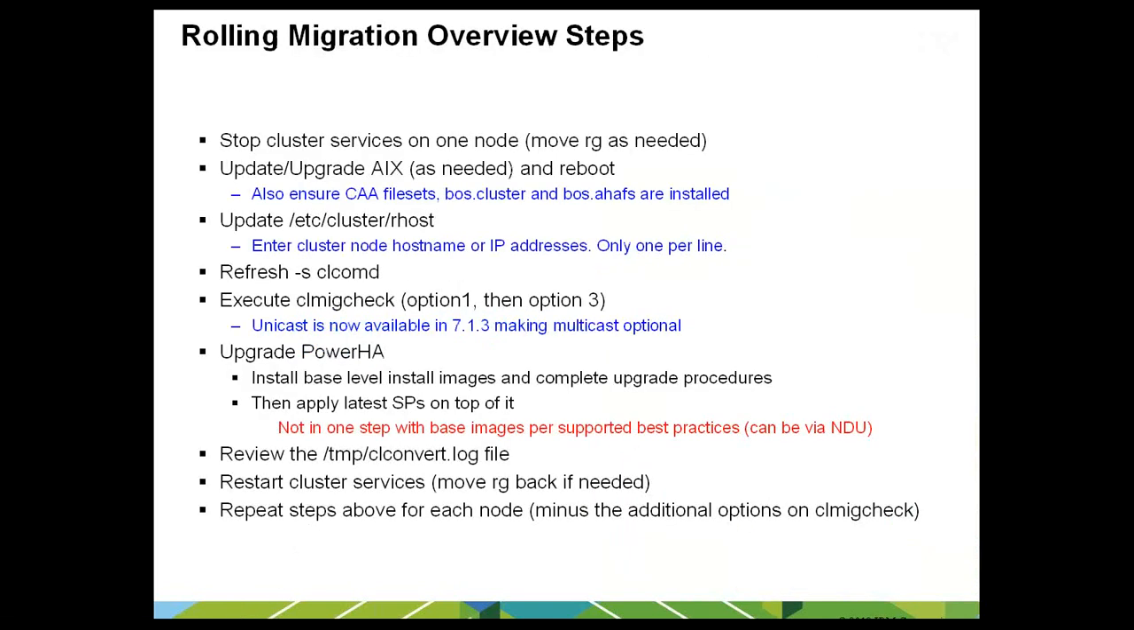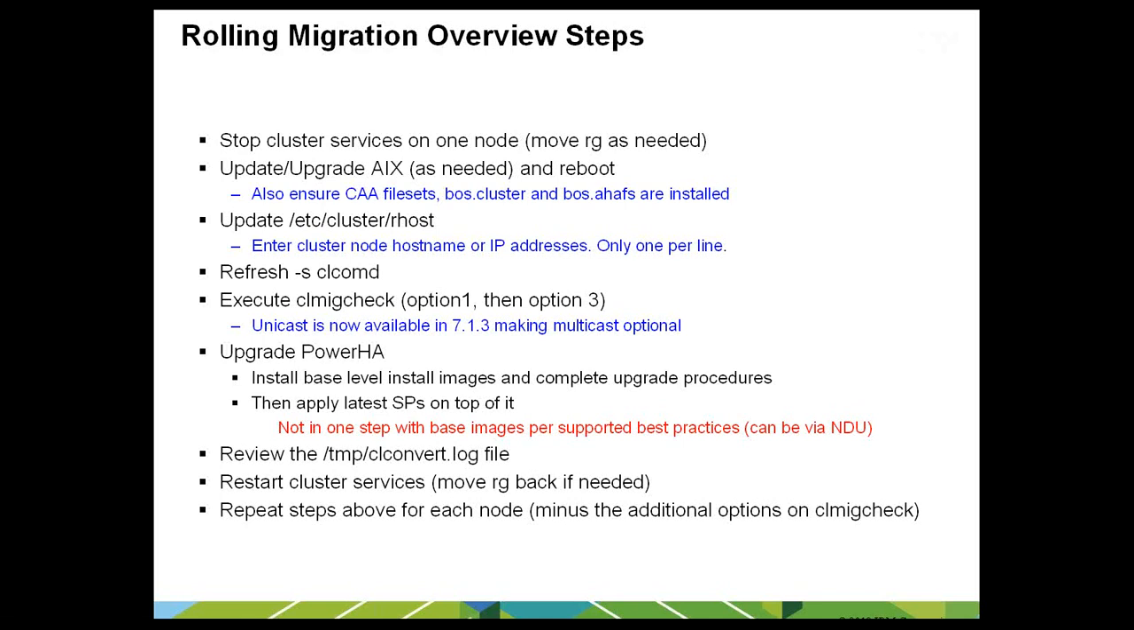Now, the steps to perform this migration are exactly the same as upgrading to any other release of version 7.1. We're going to stop the cluster services on one node. In my case, I've got a hot standby configuration. I'm going to choose to perform this on the backup node first. That's actually a pretty common practice among customers to do the standby node first. Then upgrade AIX if needed.